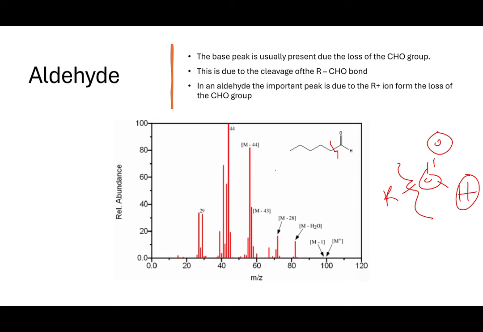Everything else is a substituent of that, right? So what we're basically saying here is that after we lose the CHO group, every other substituent after is going to be 14 apart, because we're just dealing with an alkane. So we're going to be breaking it, differing by CH2 after that. So that's how aldehydes are treated, right?